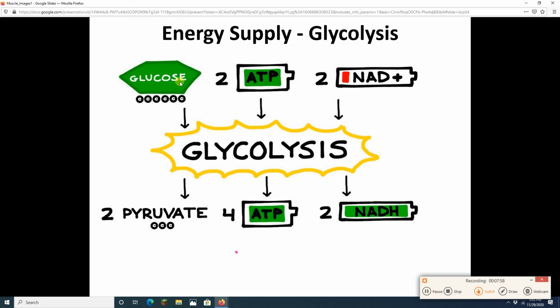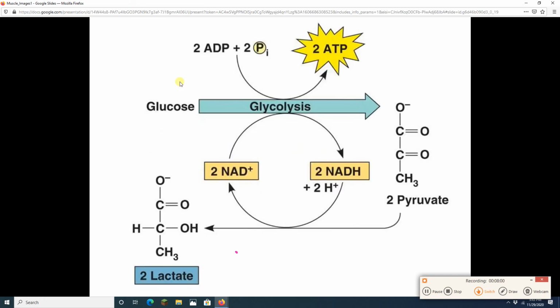Okay, what else? Well, what I can do is take that pyruvate and turn it into something called lactate or lactic acid, which is another nutrient source often used by your heart muscle and your liver. So maybe you've heard of lactate, maybe you've heard of lactic acid before.